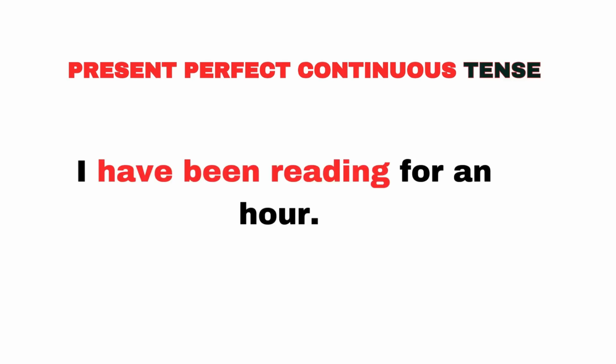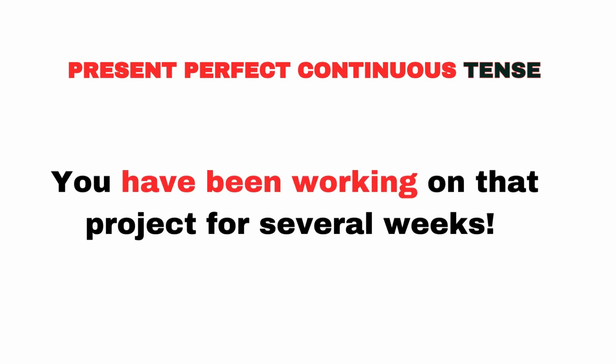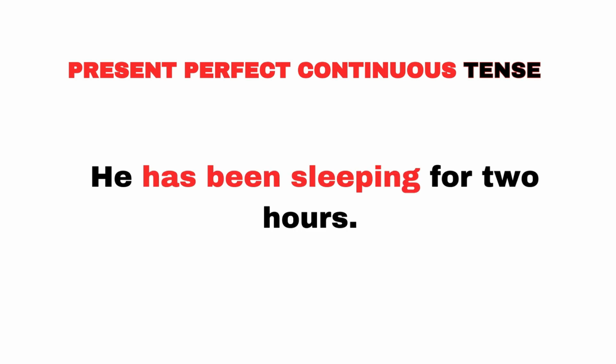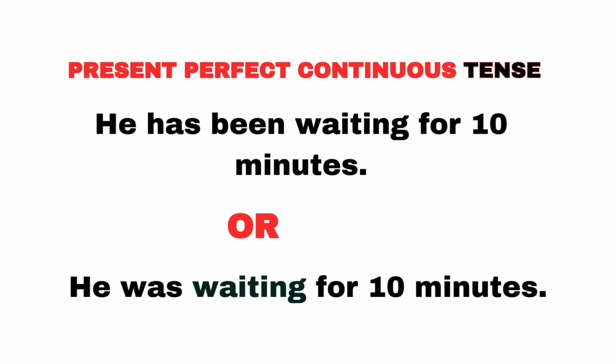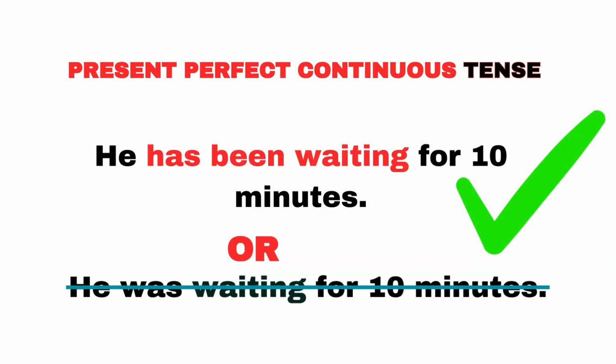More examples. I have been reading for an hour. You've been working on that project for several weeks. He has been sleeping for 2 hours. Which one is the sentence that is in the present perfect continuous tense? He has been waiting for 10 minutes or he was waiting for 10 minutes. It's the first one. He has been waiting for 10 minutes. The second sentence is in the past tense. He was waiting for 10 minutes. So this one is the correct one. He has been waiting for 10 minutes. It's in the present perfect continuous tense format.